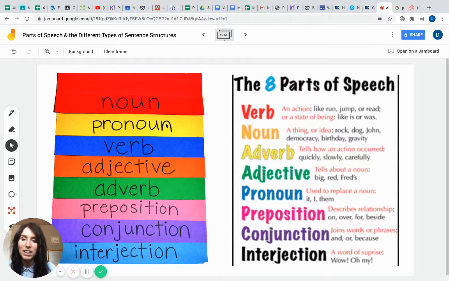Yes, you got that right. What is a pronoun? If you don't know, look over here. A pronoun is used to replace a noun. It's things like it, I, and them. So if you don't know, look over here on the cheat sheet.